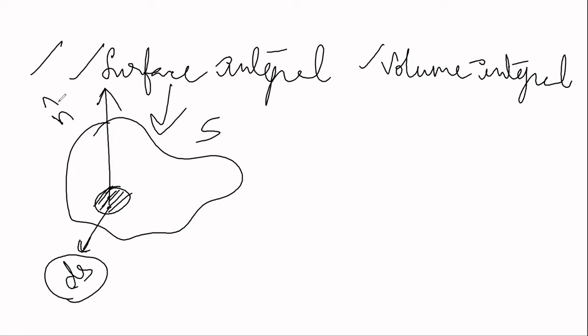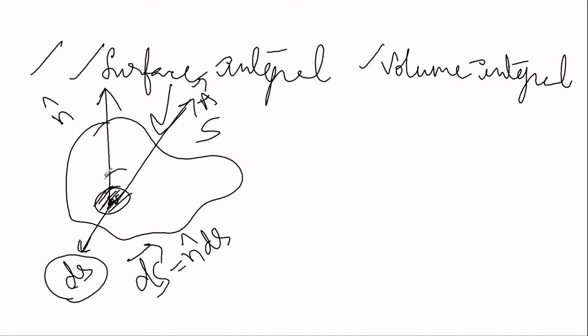Then how can I write the direction of ds? ds bar is equal to n cap into ds. ds is the magnitude and n cap is the direction. Now let us consider A bar be a vector at the middle of the element ds. Let A make an angle theta with n cap. Let us consider this is the angle theta between n cap and A bar.